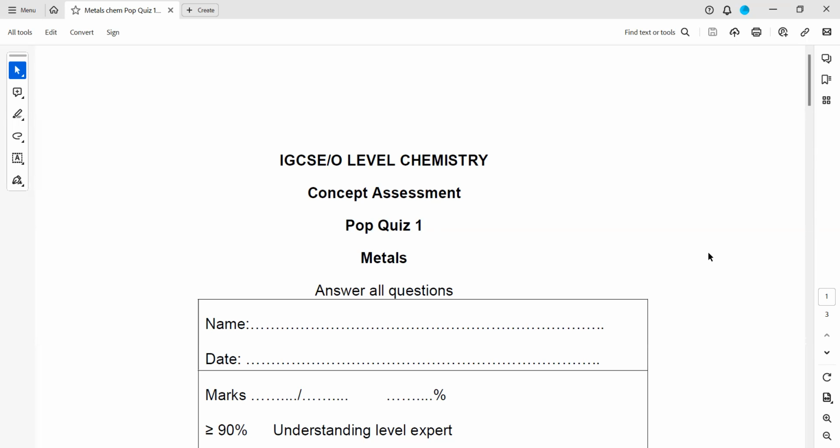So first, starting with the pop quiz related to metals, and after the discussion of the pop quiz, we'll discuss exercise 2 of the metals, which is related to the structure questions.